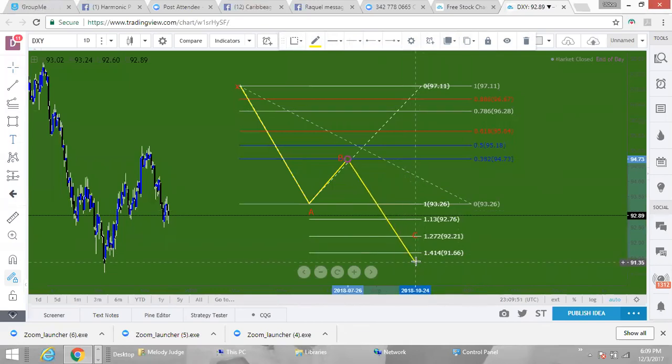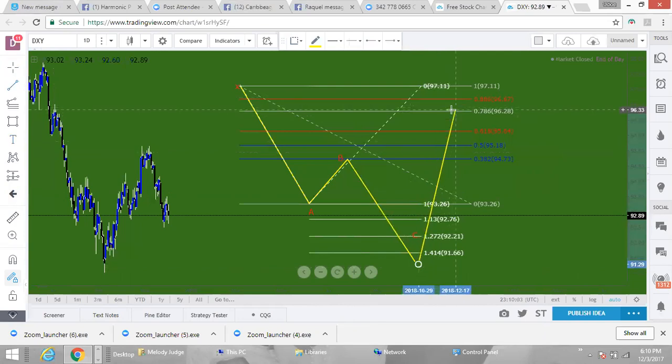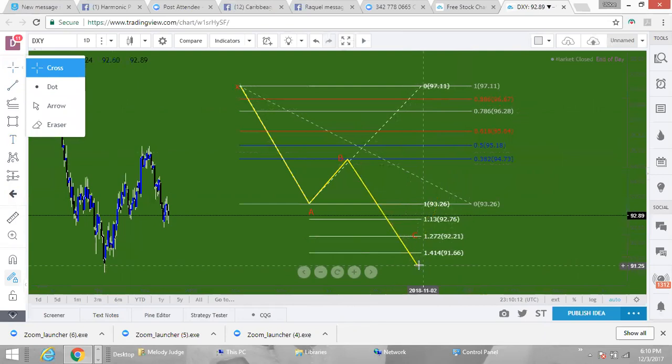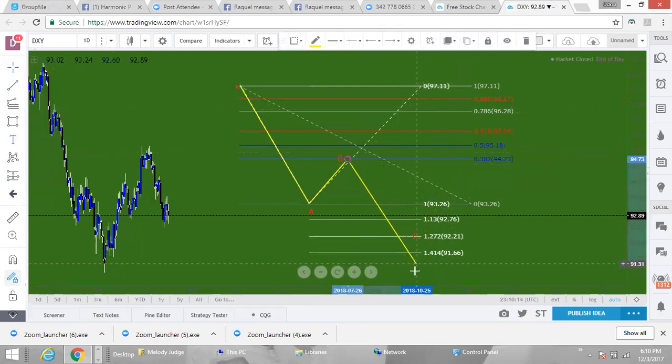Perhaps a continuance to the downside, but then again, it could break down here, close below the 141, and then still shoot back up and close at the 786. But staying disciplined to the harmonic game, we're going to say that if it closes below the 141, it is indeed an invalid pattern, and we look for something else. But yeah, it could possibly go to the downside from there.